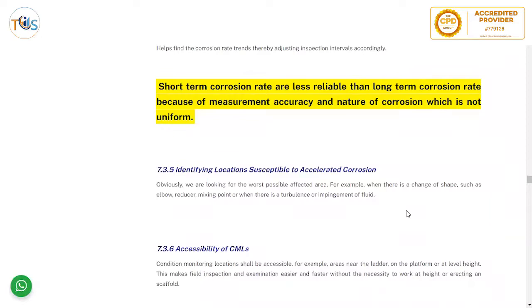Statistical analysis of circuits, CML or condition monitoring location. This helps find the corrosion rate trends, thereby adjusting inspection intervals accordingly. Short-term corrosion rates are less reliable than long-term corrosion rates because of measurement accuracy and the nature of corrosion, which is not uniform.